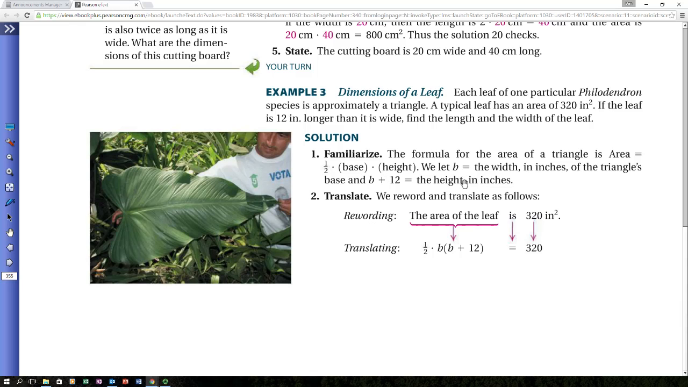So we define that. We let B be the base width, good letter choice I would say for base, right? And then what do they tell us about the height? It says in here that the height of this is 12 inches longer than its width. So that would be the base distance plus 12 would be the height of my triangle. So then I take these two expressions, put them in the formula for the area of a triangle. So it'd be 1/2 the base length times the length right here, which is B plus 12, equals 320.